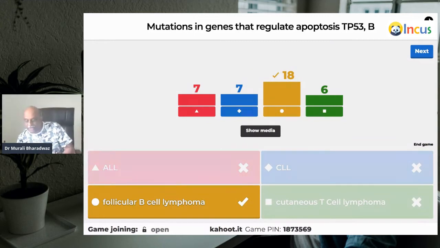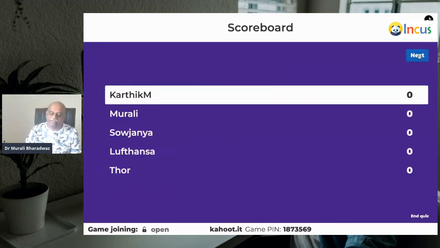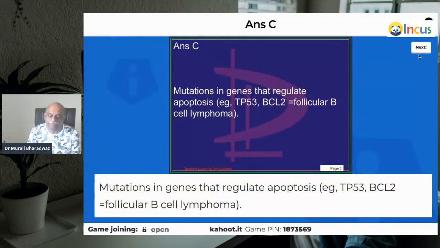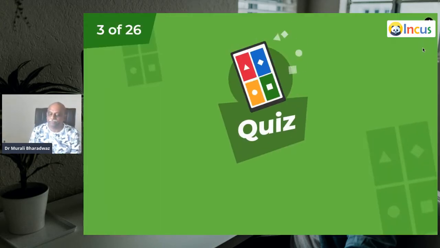Very good. 18 of you have rightly answered. That keeps Karthik on the top, followed by Murali, Saujanya, Lutsana, and Thor. So, doctor, you should remember TP53, BCL2, they are implicated in follicular B-cell lymphoma is what you have to emphatically remember.